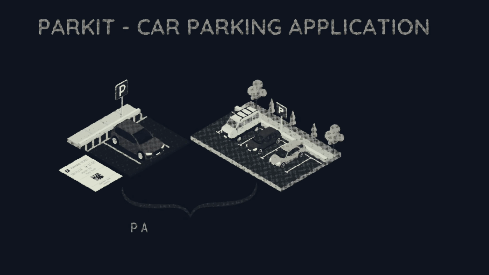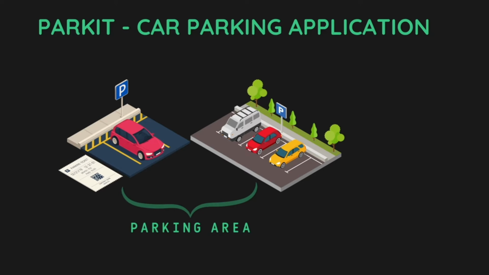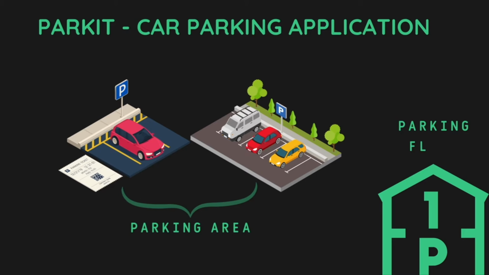So first we'll have the parking area, which will refer to a large designated space where multiple vehicles can be parked. It can be an open field, a multi-story building, or a specific zone within a large complex. So it's the entire parking space around maybe a shopping mall. Then we'll also use a terminology like parking floor. This is a specific level within a multi-story parking structure. Multi-story parking areas are divided into floors to maximize space vertically. So for example, we may have the second floor of a parking garage.